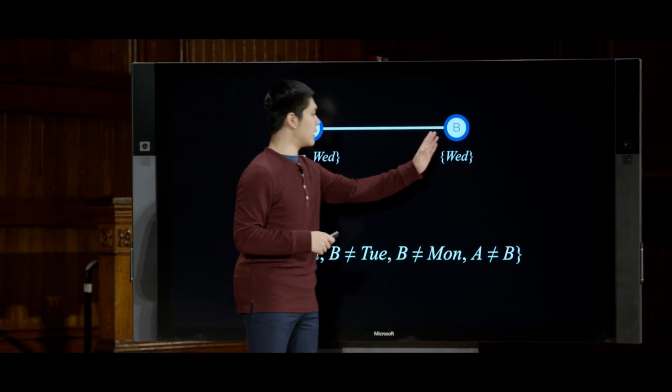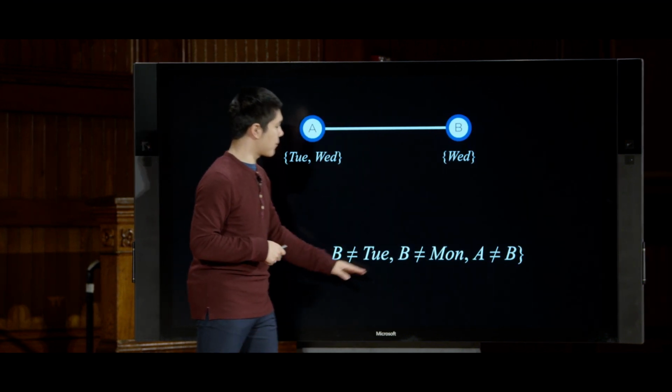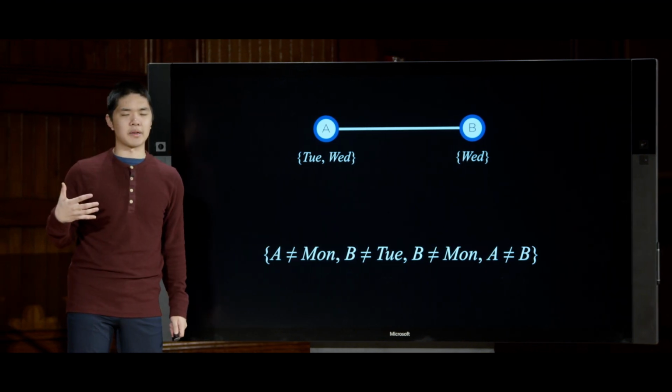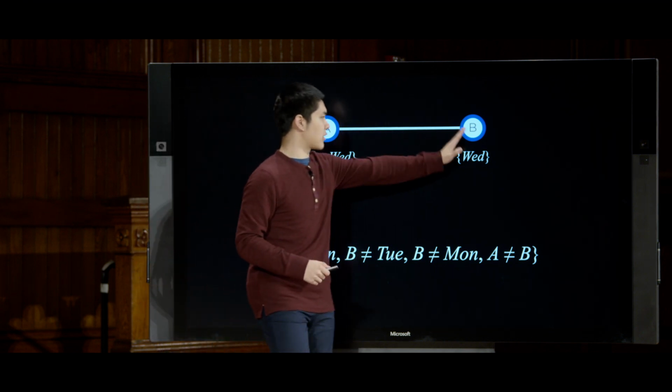And we also said that B's only domain only consists of Wednesday, because we know that B does not equal Tuesday, and also B does not equal Monday. So now let's begin to consider arc consistency. Let's try and make A arc consistent with B.